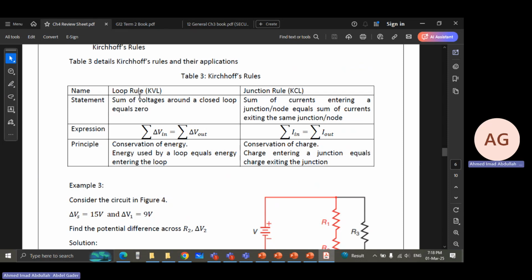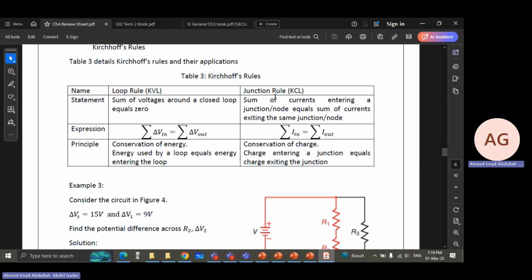Now, as for the KVL, as we oftentimes call it in class, it's based on the principle of conservation of energy. So the energy entering a loop is equal to the energy being consumed by the loop. Another way of saying it is that the potential difference in equals the potential difference out, since potential difference or voltage equals the amount of energy per unit charge. So voltage is related to energy here, we could see.